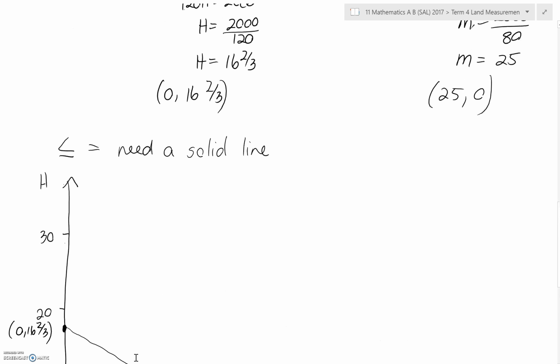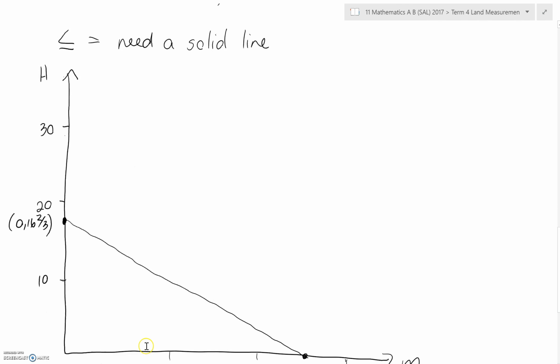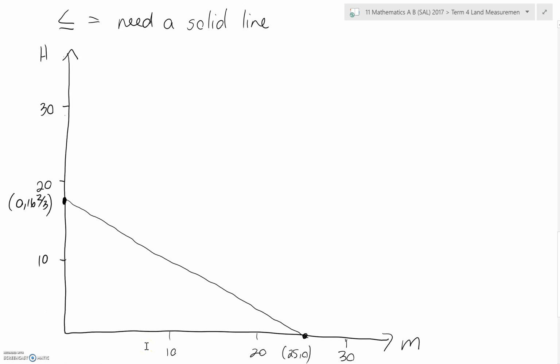Now our equation, if we go back up to it, is not in a y equals mx plus c form. So the easiest way to determine which side to shade is to test a point. So that's what I'm going to do now. Test a point. And remember, you can do this no matter what form of the equation. So I'm going to test 0, 0.